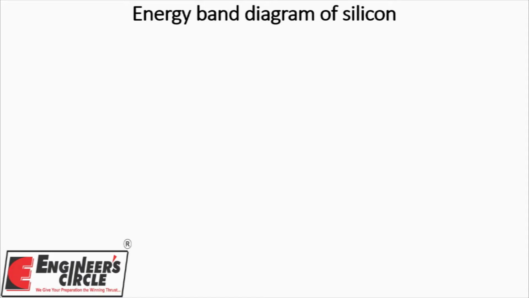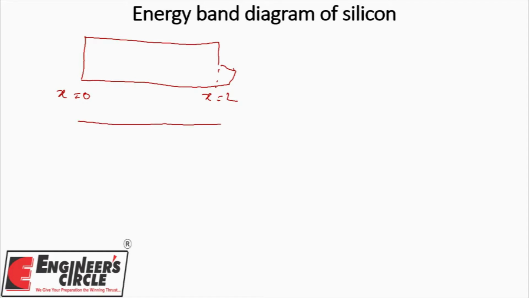We look at the energy band diagram of silicon. Assume that we have a silicon bar. This is x equal to 0. X equal to L. So we draw the energy band diagram with respect to the free space energy level. This is E0, the vacuum energy level.